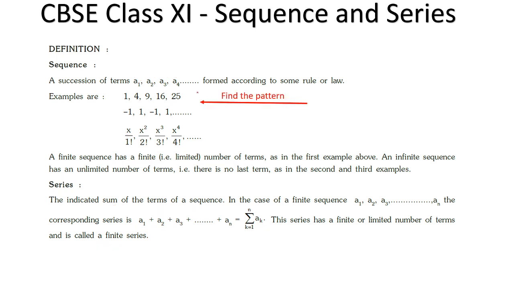So here we can find the pattern of how we have done. Between 1 and 4 we have a difference of 3. Between 4 and 9 we have a difference of 5. So we have a difference of 3, a difference of 5, a difference of 7, a difference of 9. So I think we can get the pattern that every next difference is going to be the previous difference plus 2.